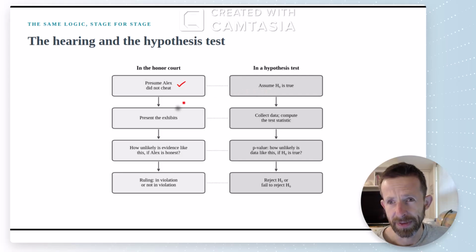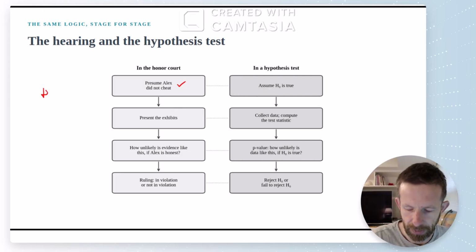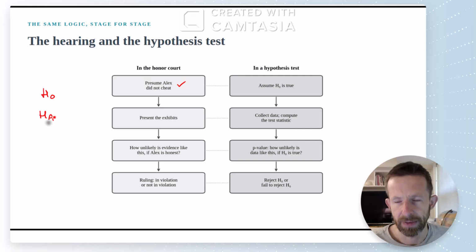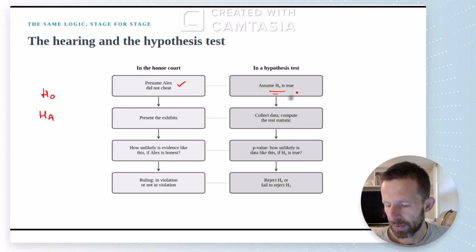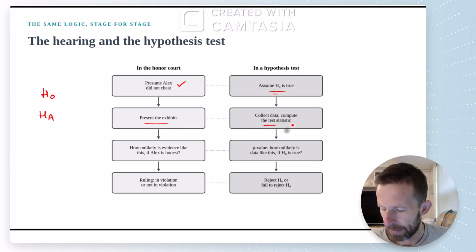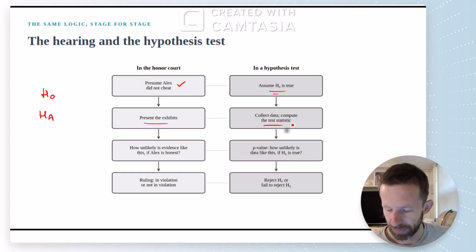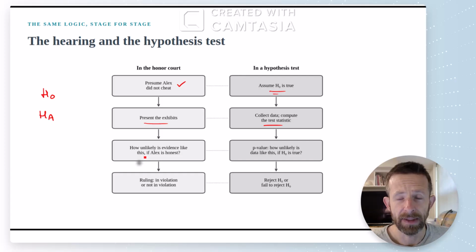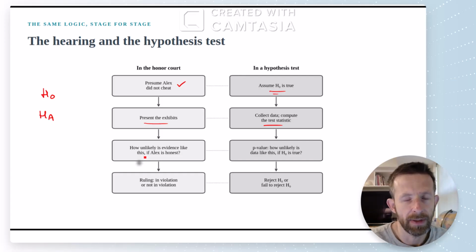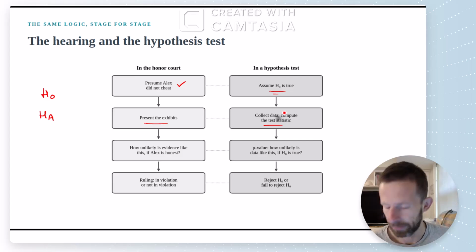And when we set up hypothesis testing, we've got 2 hypotheses, the null and the alternate hypothesis, and we'll talk about that in a second. And we assume that our null hypothesis is true. In the honor court, the instructor presents the evidence, and for hypothesis testing, we collect data and then we examine the sample statistics. How unlikely is the evidence? So we say, all right, if Alex is in fact honest and telling the truth and didn't cheat, how unlikely is this data that we collected?